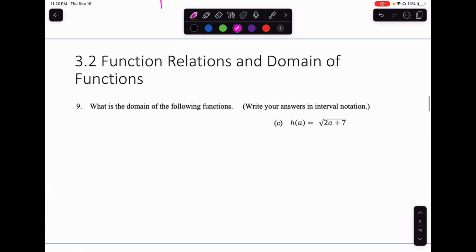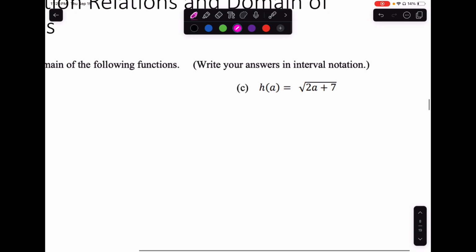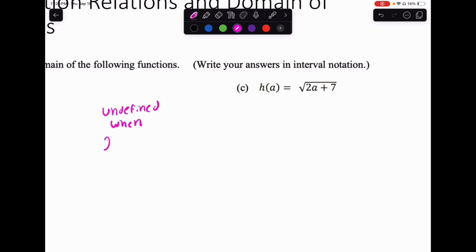Now, we have our last one over here. So, again, we talk about when is this undefined. So this is undefined when it's a square root. So we don't want to have any negatives under the square root. So this would be when 2a plus 7 is less than 0.